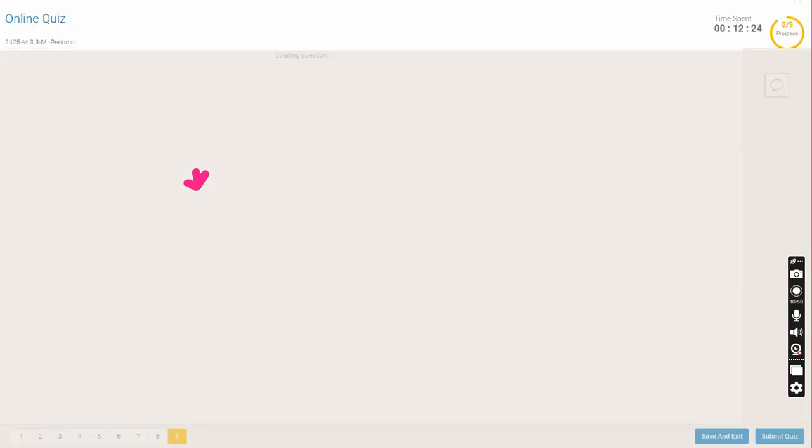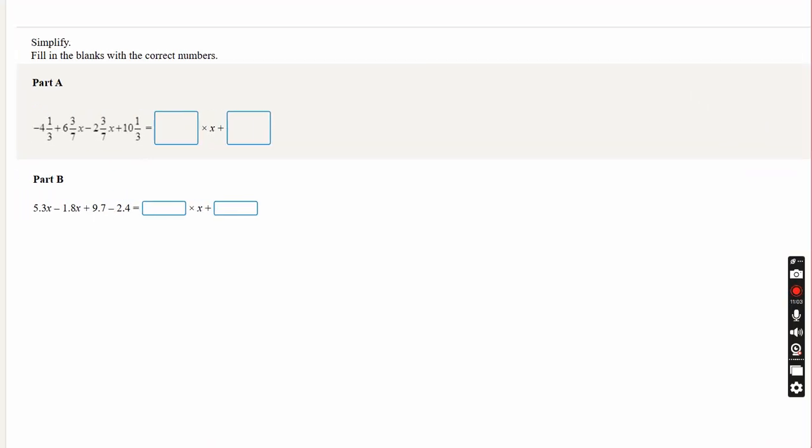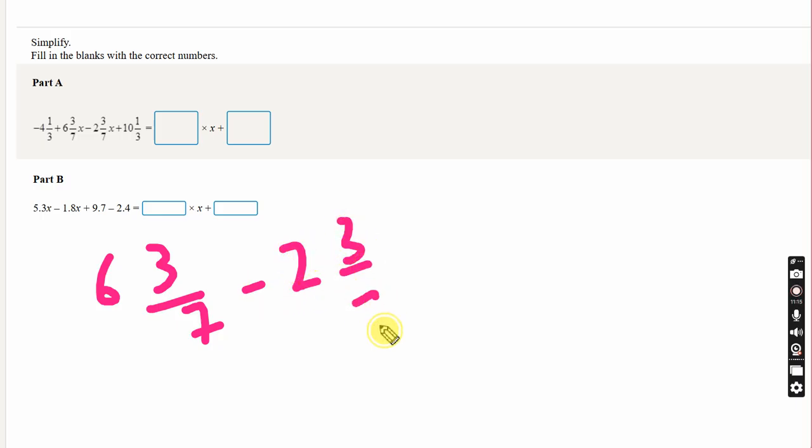Just be careful of these small tiny details so you won't make mistakes in the exam. The next one is minus 4 1 over 3 plus 6 3 over 7. Again, we'll group the like terms: 6 3 over 7 minus 2 3 over 7. Right? So we will do the same thing like we did previously.